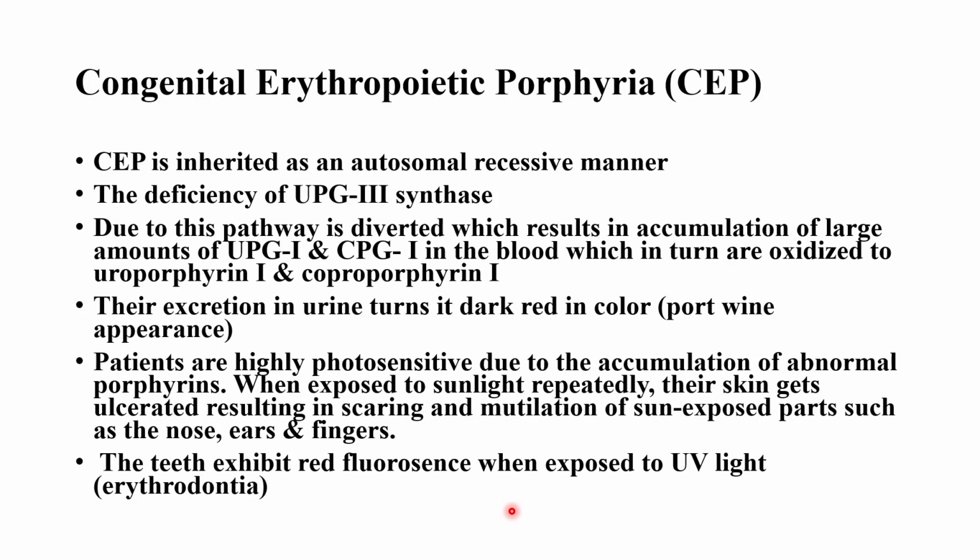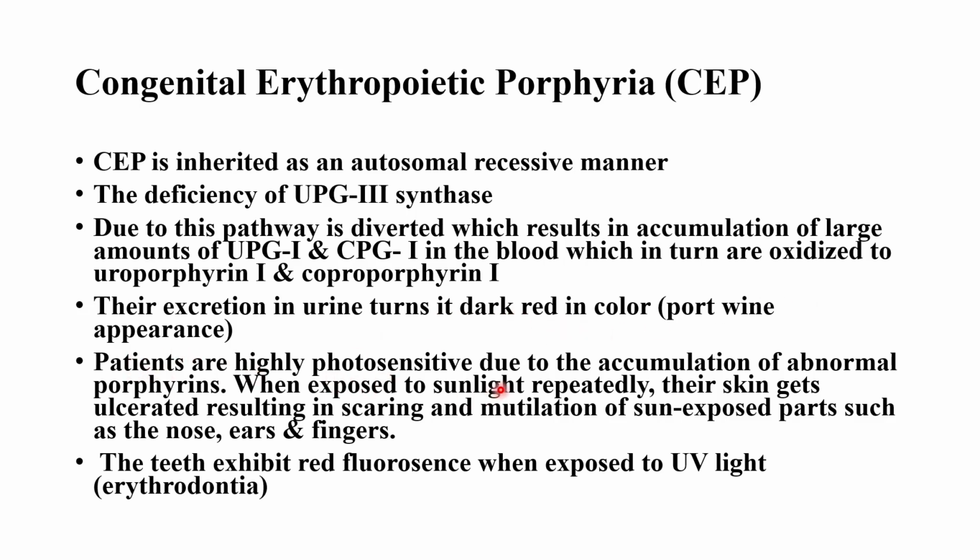Then second is the congenital erythropoietic porphyria. This is inherited in an autosomal recessive manner. The deficiency of UPG synthase, that is uroporphyrinogen 3 synthase, diverts the pathway, which results in accumulation of large amounts of uroporphyrinogen 1 and coproporphyrinogen 1 in the blood, which in turn are oxidized to uroporphyrin 1 and coproporphyrin 1. Their excretion in urine turns it dark red in color, a port wine appearance.